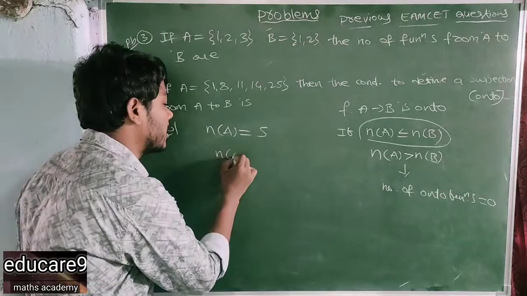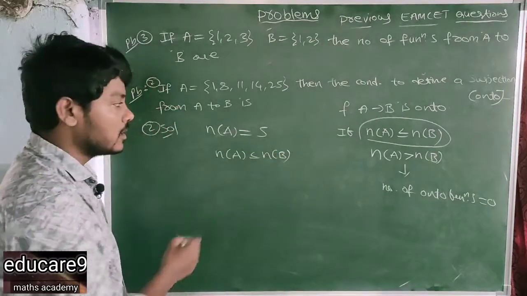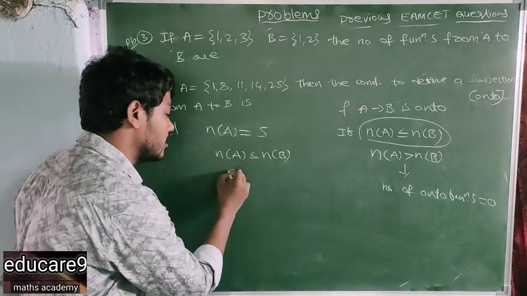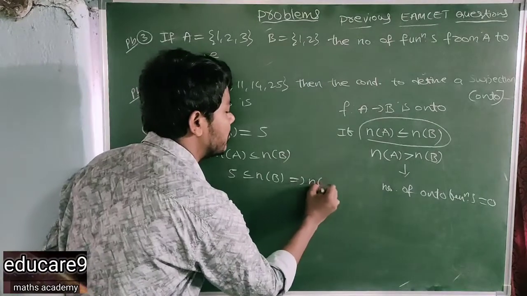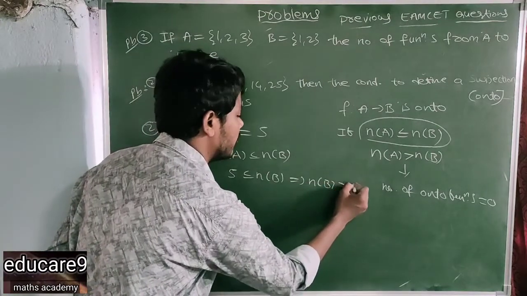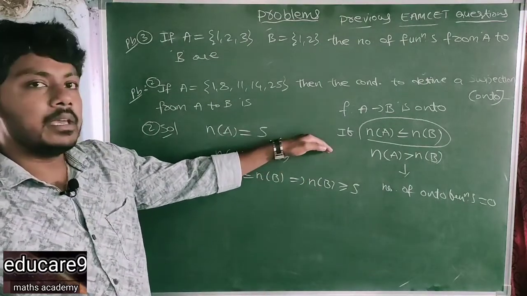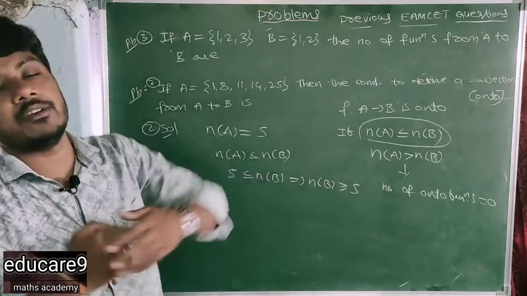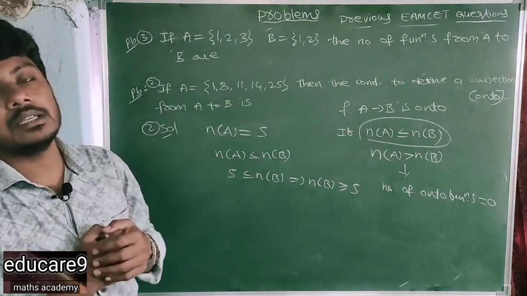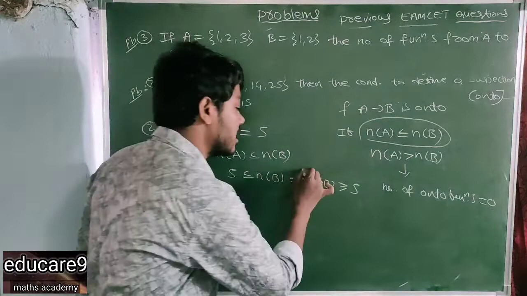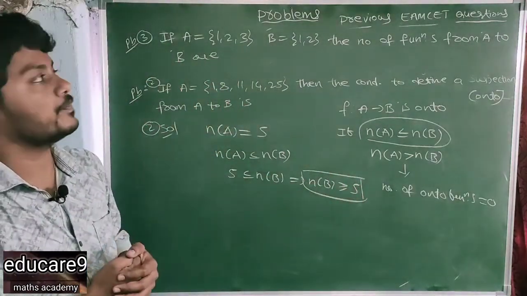So right here, the number of elements in A is less than or equal to the number of elements in B. Number of elements in A is 5. So 5 is less than or equal to n of B. So from this, n of B is greater than or equal to 5. Means if the number of elements in B is 5 or more than 5, in that case only the given function is a surjection. So this is the required condition for the given function to be onto.